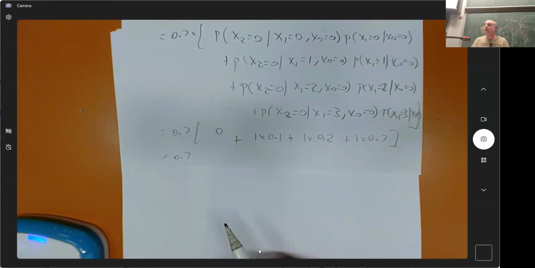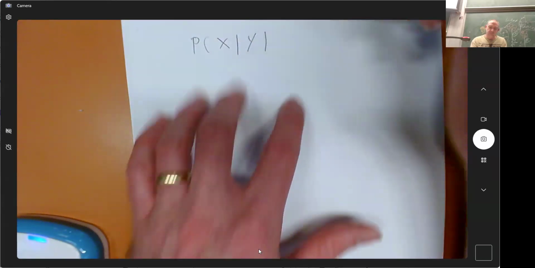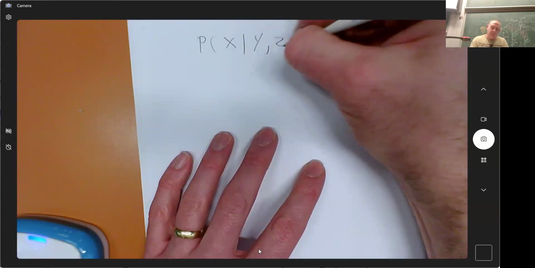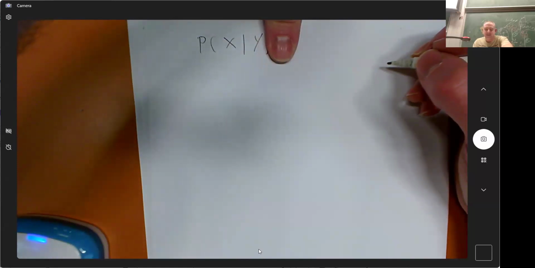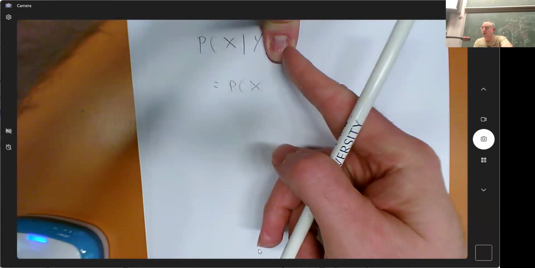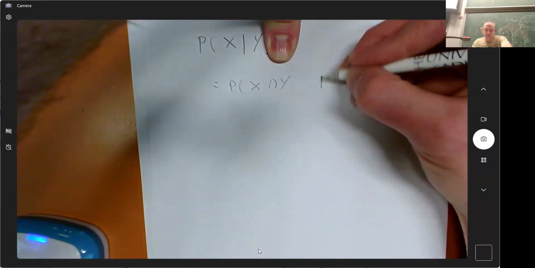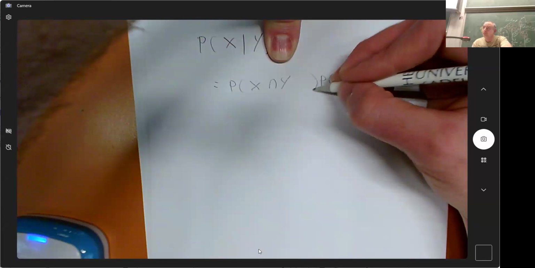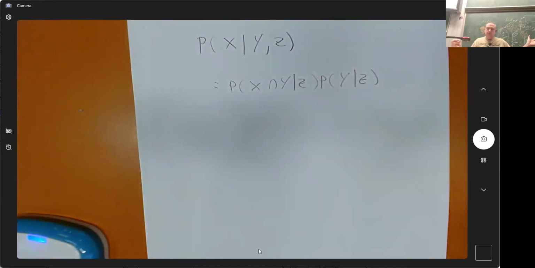Yes. So in general, we have P of X given Y comma Z. We can turn that into P of X is Y times Y given Z. Yes, let's just do it for a second. So that is P of X. So if it was just X given Y, this would be, right? Yep. Right.